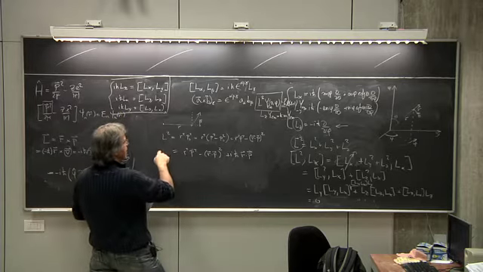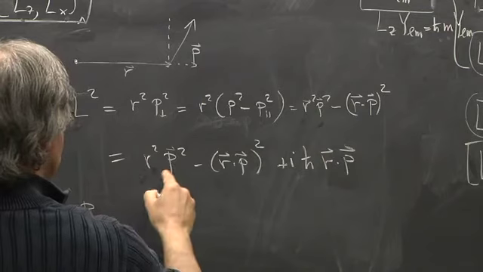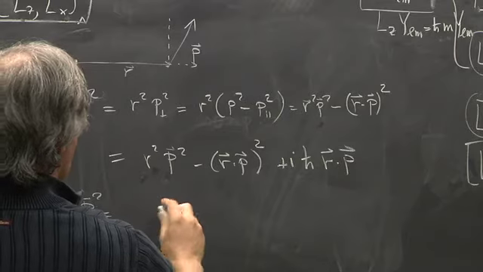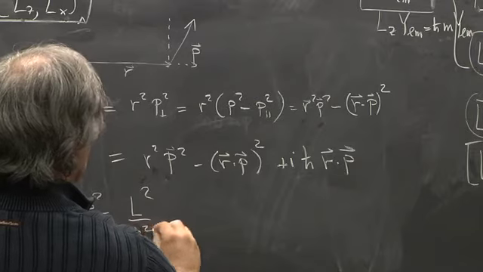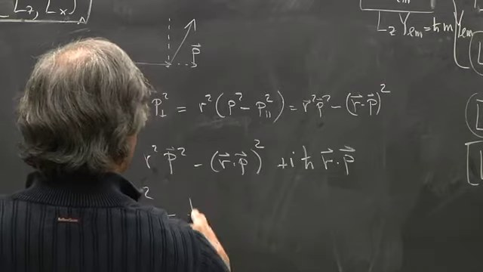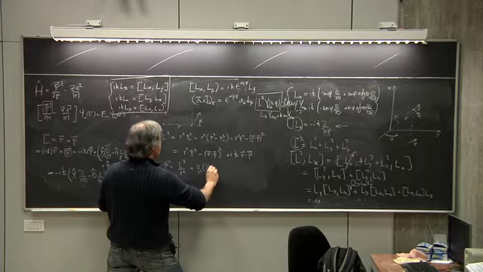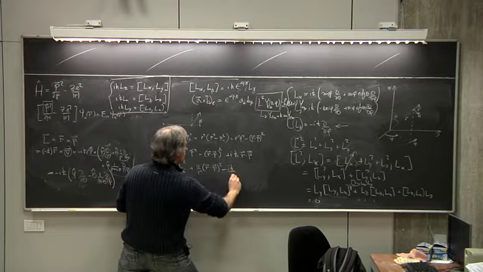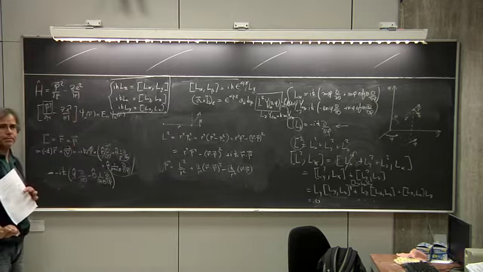If I divide everything by R squared, I can rewrite this as P squared equal to L squared divided by R squared, plus, I bring this on the other side, plus 1 over R squared (R dot P) squared, minus i h bar over R squared R dot P. Is this clear to everybody?